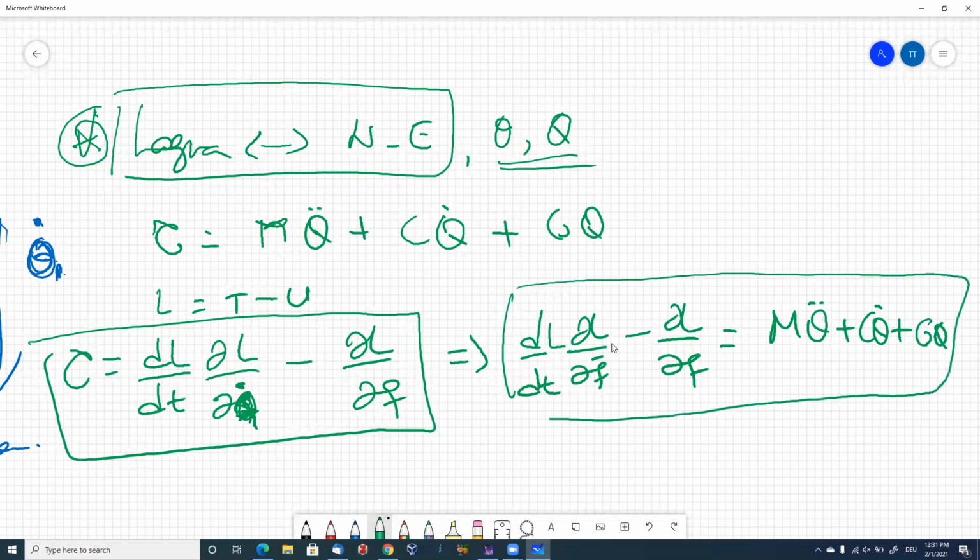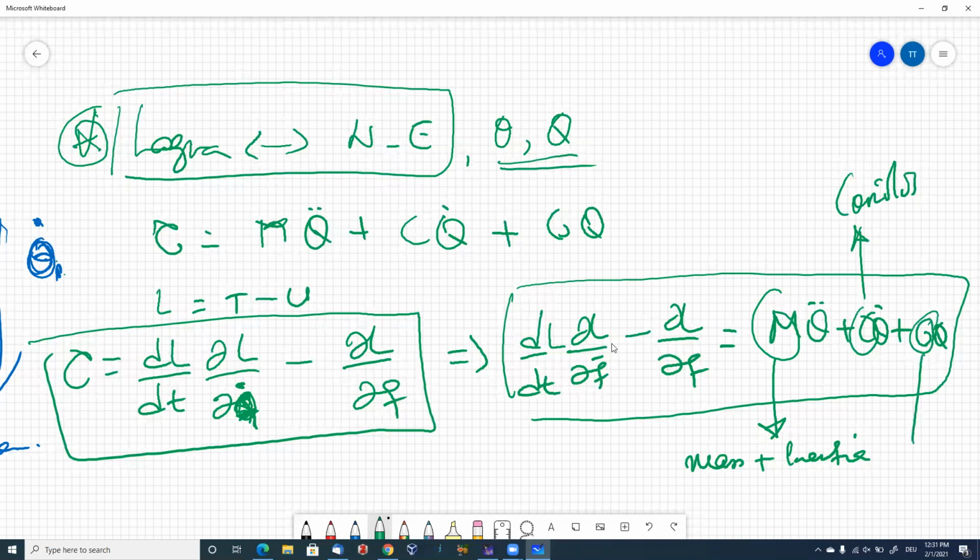Where this is a combination of mass plus inertia. It is a matrix which comprises the mass and inertia. And we said this is Coriolis. And this, we said, is the gravitational load.